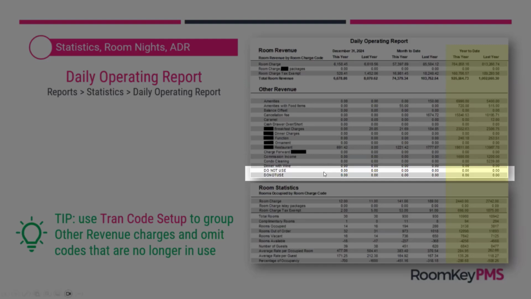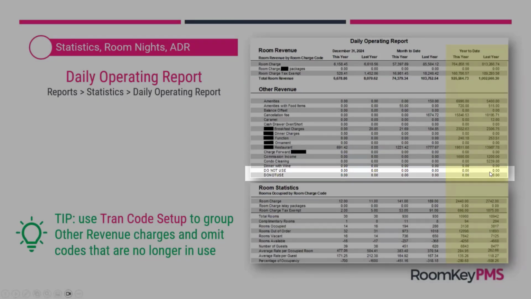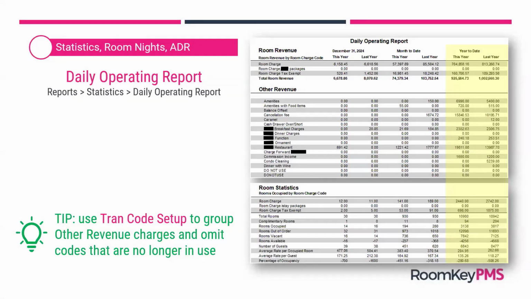One thing that you will want to note is that if they are not being used moving forward, you just want to make sure that it shows $0 for all of these columns here. And that just adds an extra level of organization to this report, and makes it a little bit easier to group some of these charge codes if you prefer to see that type of summary here. Otherwise, if you do not have any grouping set up in Tran Code Setup, it will list all transaction codes by default.